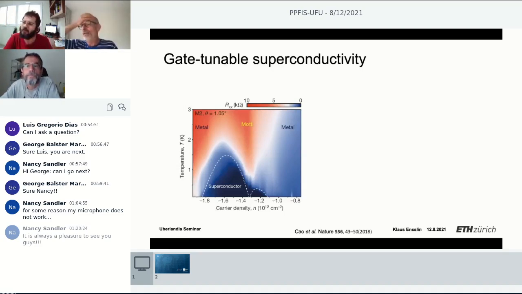So what we do now is we make samples that have many, many contacts, because the angle is also not constant. It varies across the sample. So when you have many contacts, you can measure a lot of different combinations, and then you can see in which region there is the best hope for superconductivity before you put down your gate.